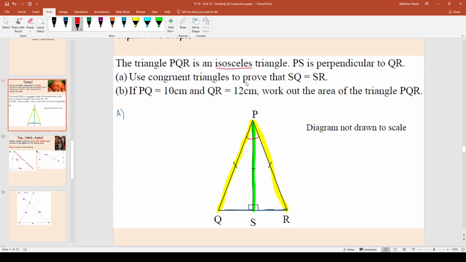So because it did say the word prove, let's actually write that out. So we're going to say, starting off with, angle QPS is equal to angle RPS.